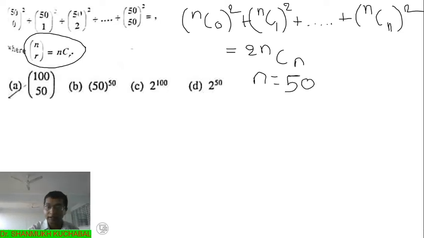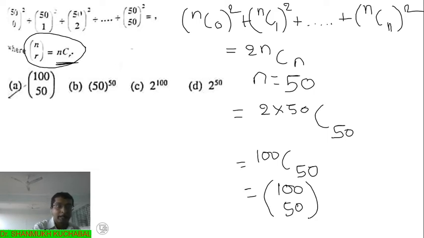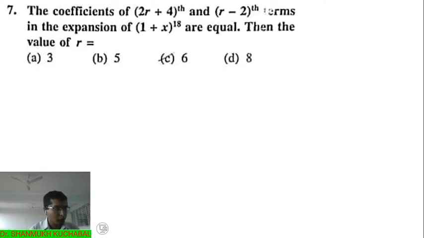I'll substitute over here. So we get 2 into 50 C 50, so 2 into 50 is 100 C 50. This option is not there, so I use this notation back. This can be written as nCr, that is 100C50 here. Therefore option A, 100C50, is the right answer. We'll move to our next example.